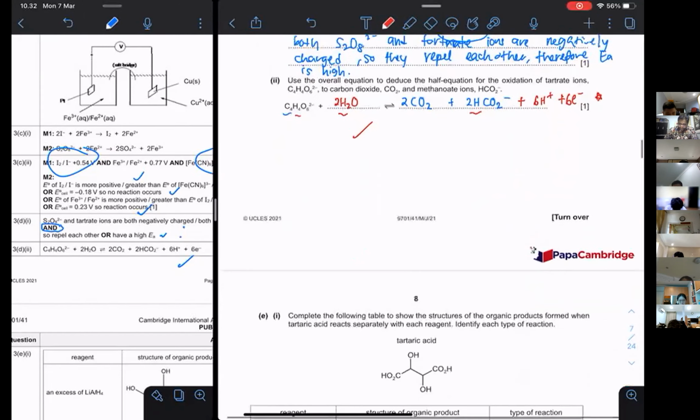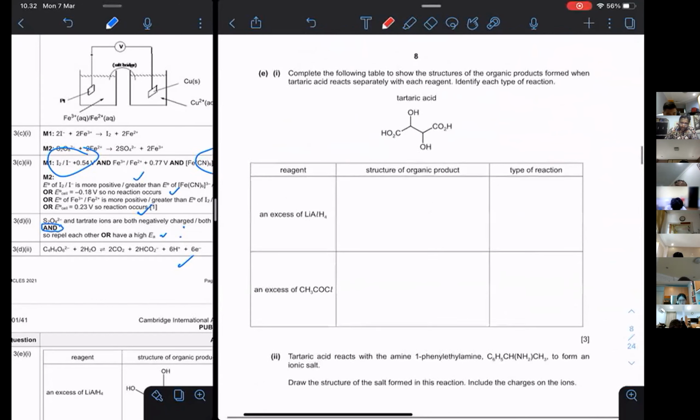Now E. Complete the following table to show the structures of organic products formed when tartaric acid reacts separately with each reagent. So you have tartaric acid, and I can see that they have an alcohol group and a carboxylic acid group.